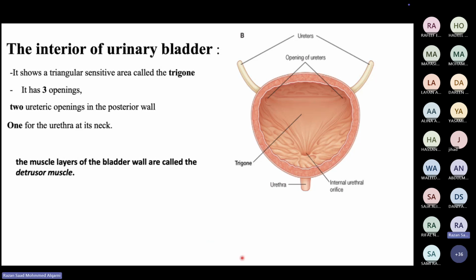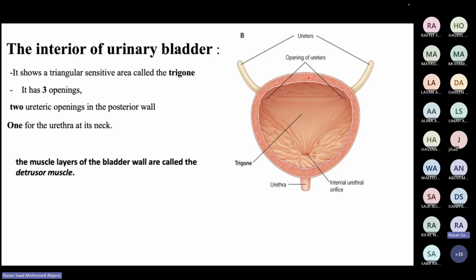Also here, again, these are the two openings of the ureters. This is the internal urethral opening, which is the beginning of the urethra, and this is the smooth part, which is the trigone. This is the fold, which is the rugae. As you can see, the trigone is a sensitive area that is enriched with nerve supply, especially the parasympathetic, and we're gonna come to that in a little bit. It's gonna be in the posterior part of the urinary bladder. So this is the interior surface.